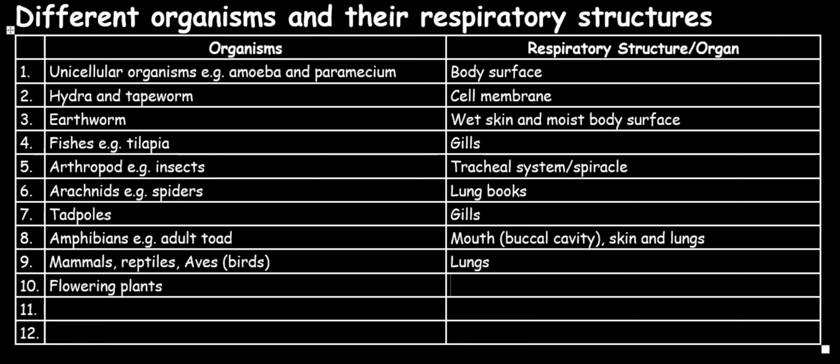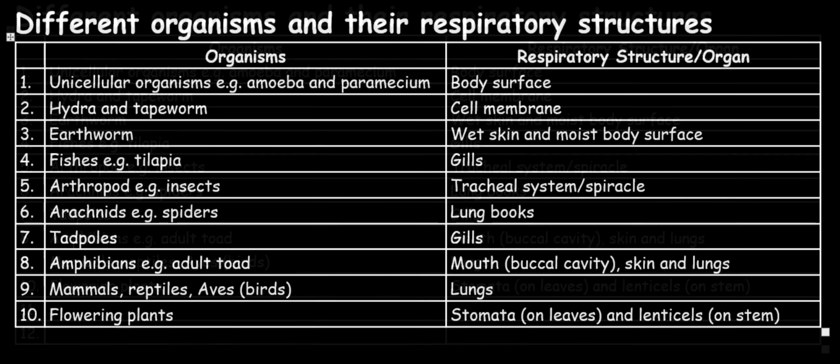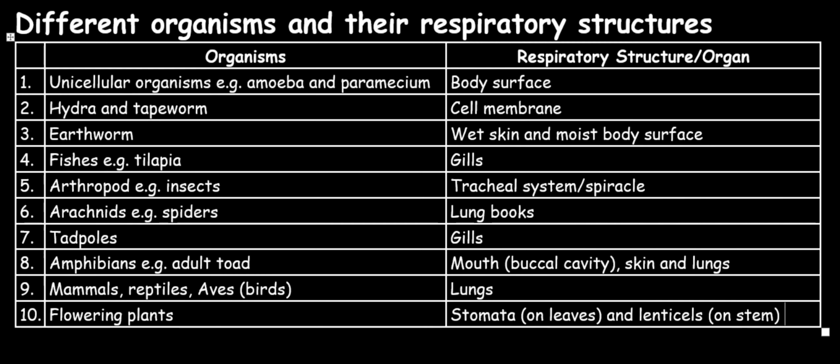For flowering plants, they have the stomata, which are on leaves, and lenticels, which are on stems, as their respiratory structure. So we have come to the end of the teaching. Now we'll be taking some questions.